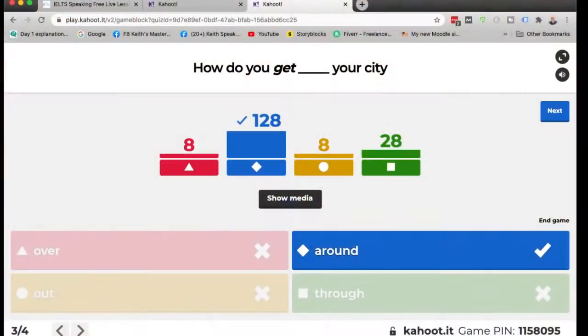I mean, grammatically, it's correct. You can say, how do you get through your city? But it's just very strange. And it has the idea that you start here and get to the end of the city, which is not really the meaning. The meaning is, how do you move around the city? How do you get around? So we wouldn't say through, right? We'd say get around your city. That would be the common question.